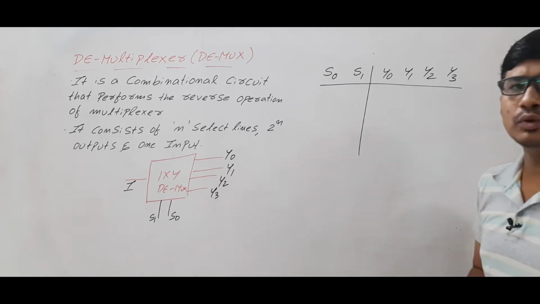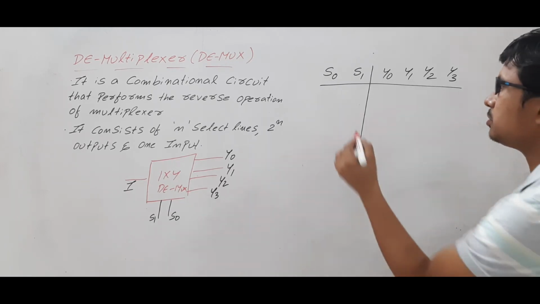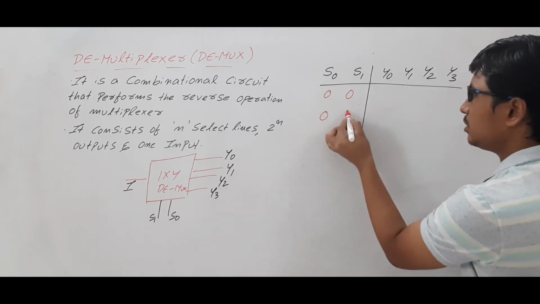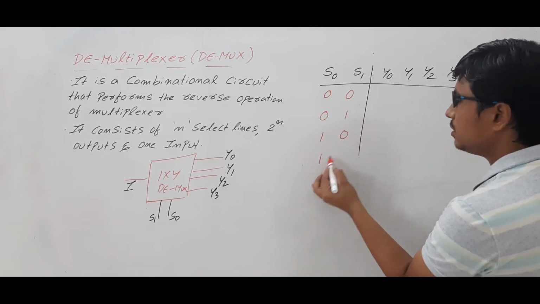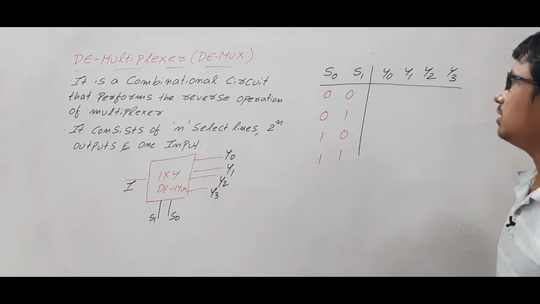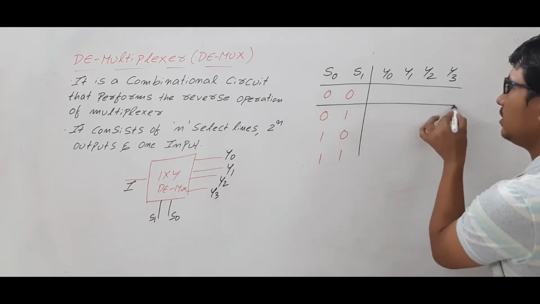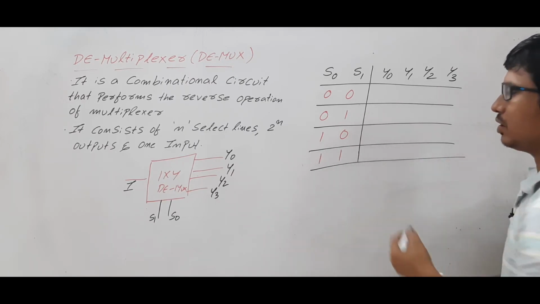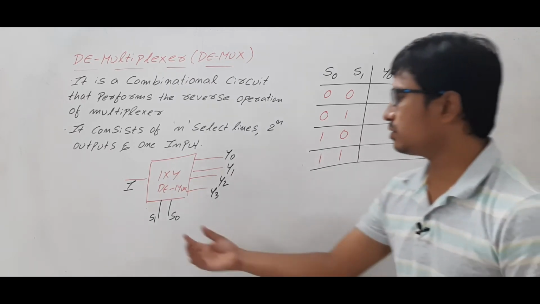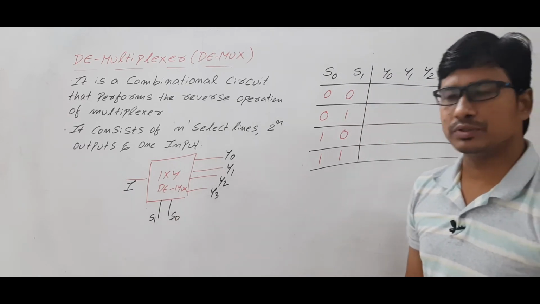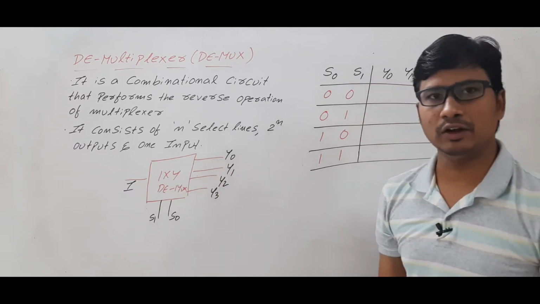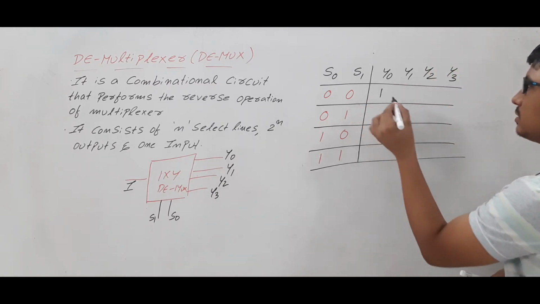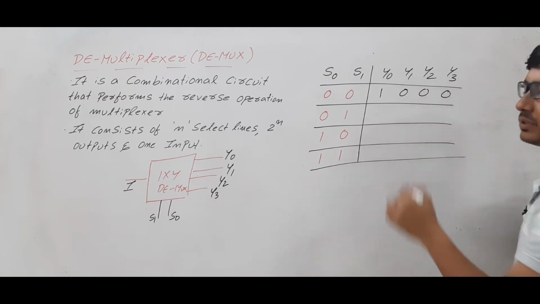Okay, now if you have 2 inputs, how many combinations are possible? 4 combinations are possible, such as 0 0, 0 1, 1 0, 1 1. Am I right or wrong? Now let me take the inputs and outputs. Tell me, whenever it is 0 0, what output does it produce? Then it will produce the y naught. Am I right or wrong? So y naught it produces and others it does not produce. Am I right or wrong?